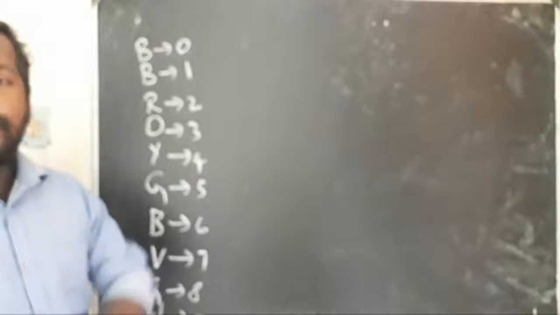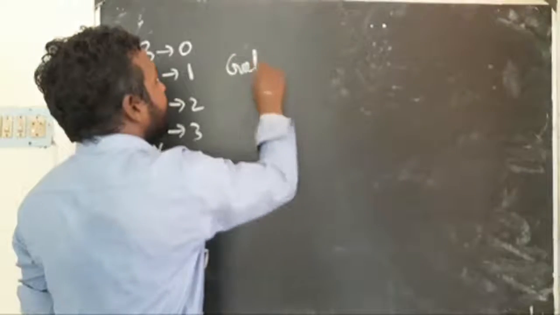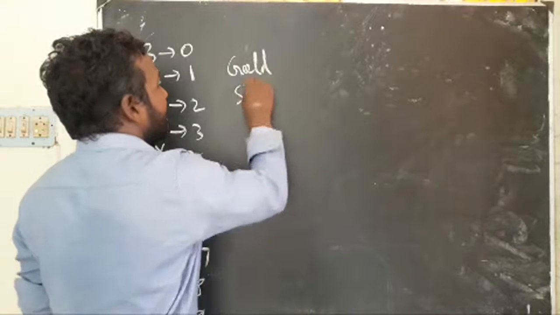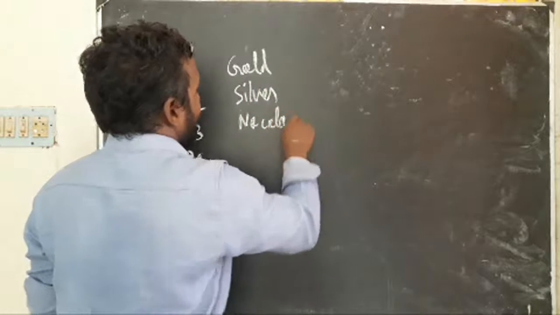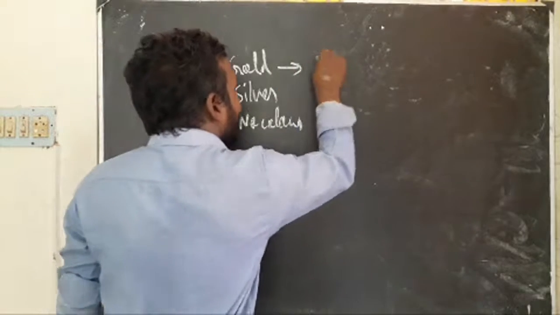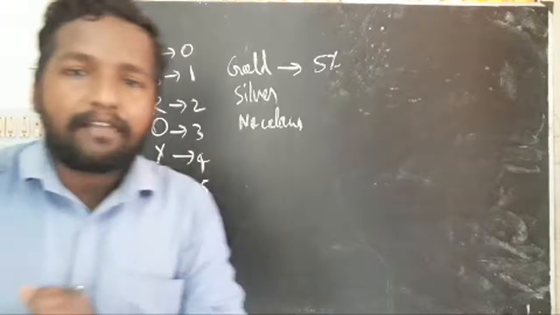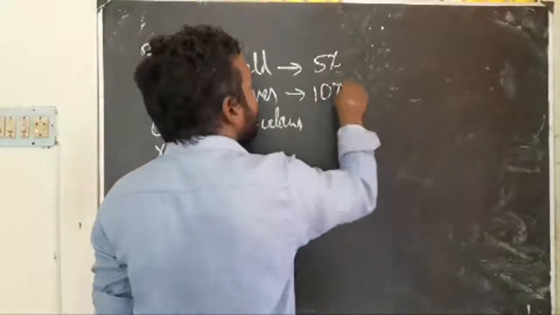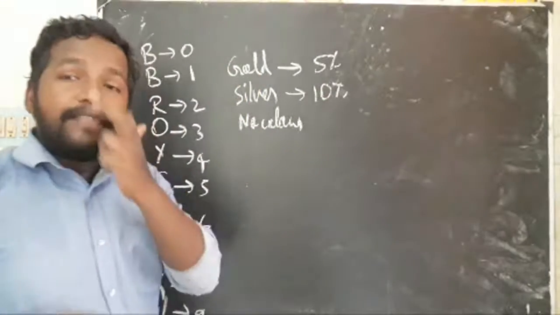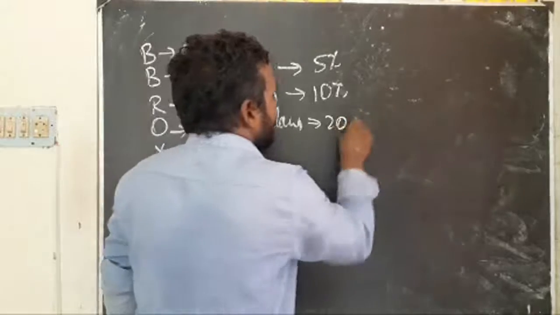Then we have the tolerance. I'll explain why we are going to use this color code. Tolerance: first is gold, next is silver, third is no color, no identification. In case you got gold, 5% error will be there. If you got silver, 10% error will be there. If there is no color, we will get 20% error.